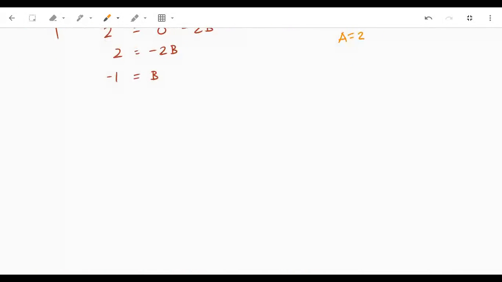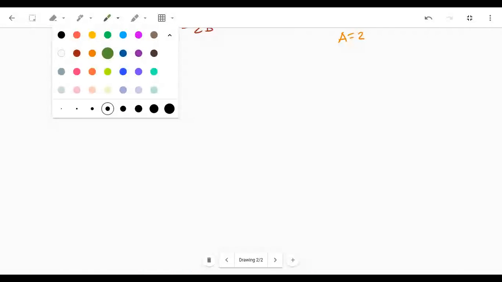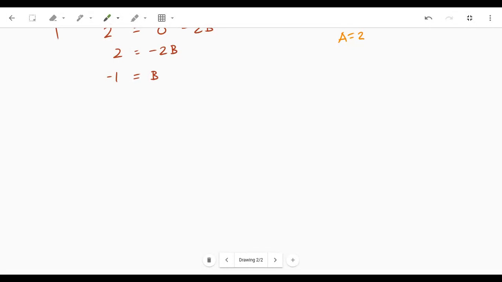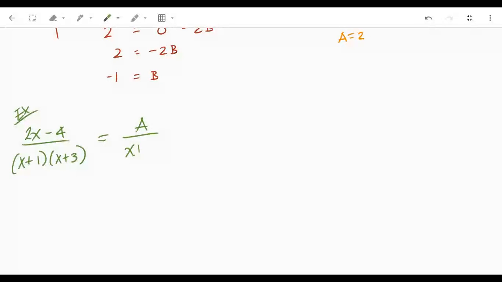Okay, I'm going to do another one for you here, with a little bit more abbreviated work so you can get the process a little quicker. My next one, I have (2x − 4) over (x + 1)(x + 3). So I'm going to immediately split that up: A over (x + 1) plus B over (x + 3).